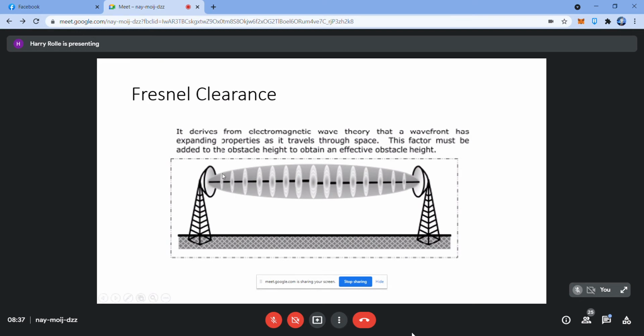Dapat daw, dito sa gitna natin, at midpoint, pinakamalaki. And then after that, it decreases. So, yung clearance natin dito, mas malaki kesa dun sa umpisa hanggang dun sa kabilang dulo. Nakakaintindihan po tayo. Are we good with that?